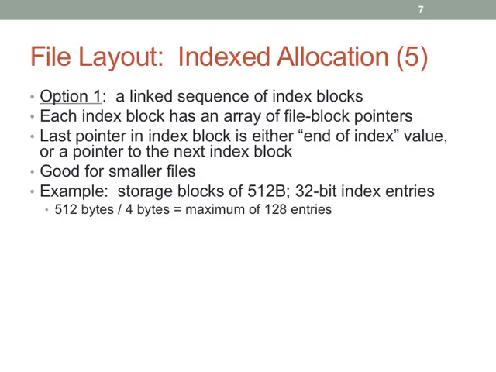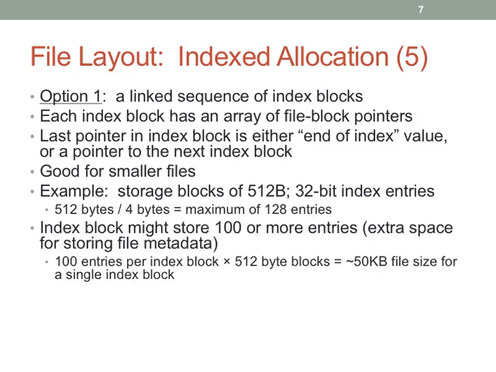Here's some math just to show you some examples. Storage blocks of 512 bytes. And let's say you have 32-bit entries, so this is definitely a 32-bit kind of approach. So 512 bytes divided by 32-bit entries gives you 128 entries. And so let's say you have 100 or so entries, because you also need space for metadata, then you can access up to about 50 kilobytes with one index block.